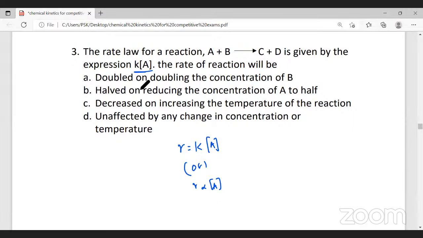Doubled on doubling the concentration of B. In the rate law, there's nothing with respect to B. So this is the wrong option. The second option: halved on reducing the concentration of A to half. That means when you reduce the concentration to half, the rate of the reaction also will decrease to half, because rate is directly proportional to A. Hence, the answer for this question is option B. Followed? Yes, sir. The next question.